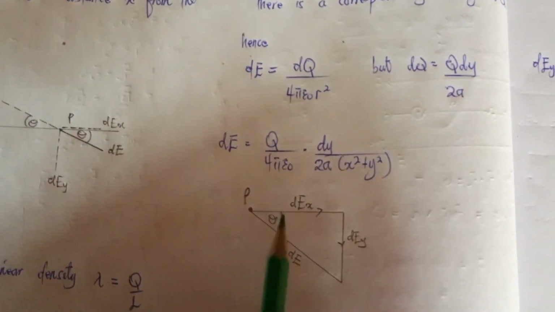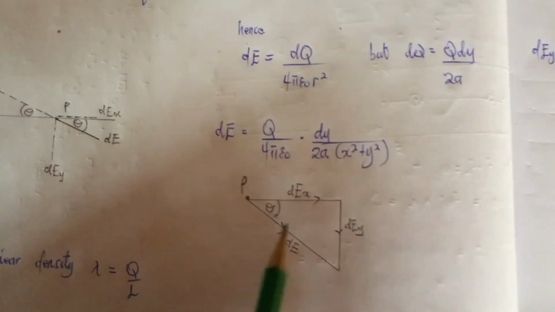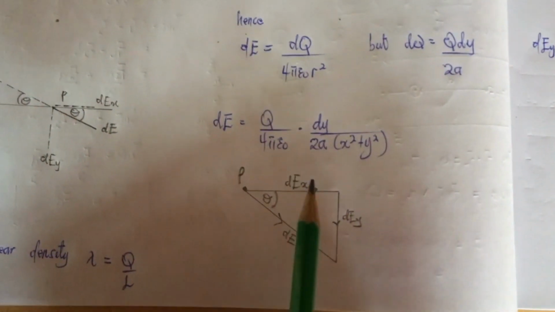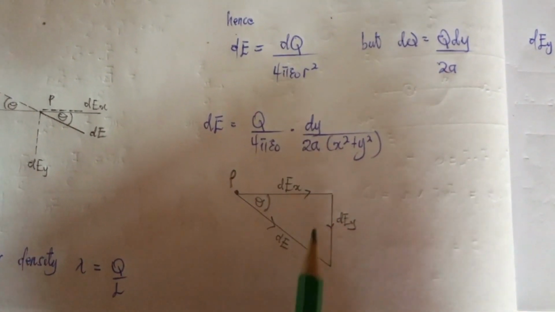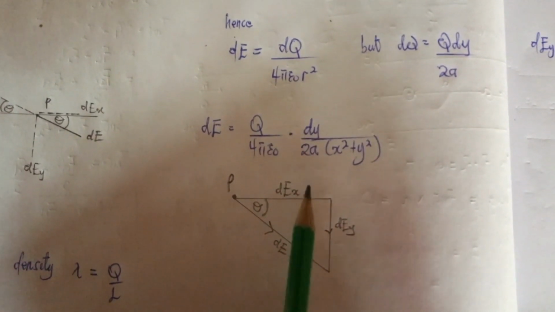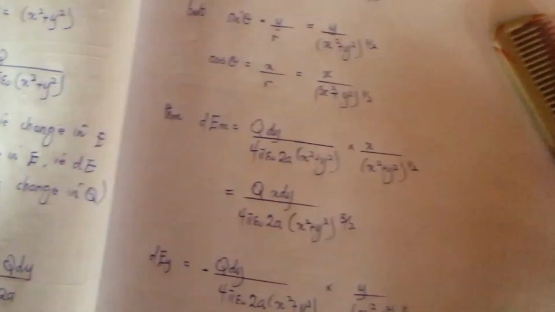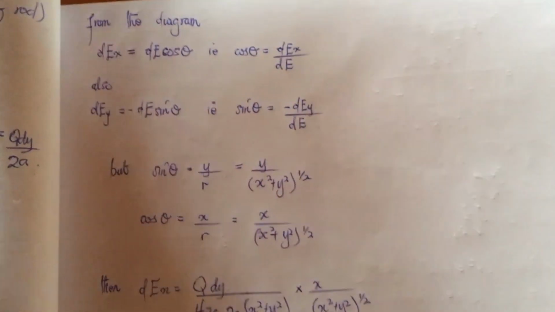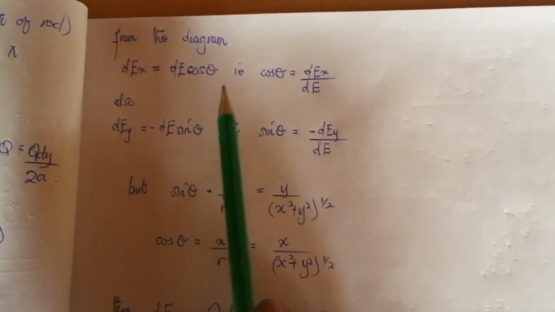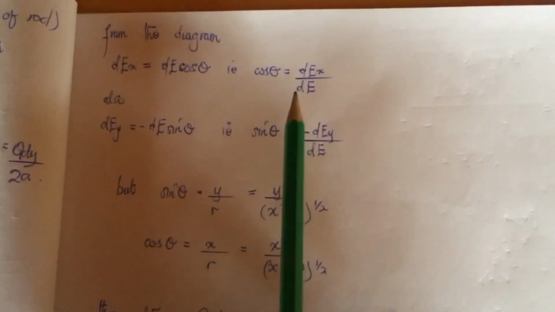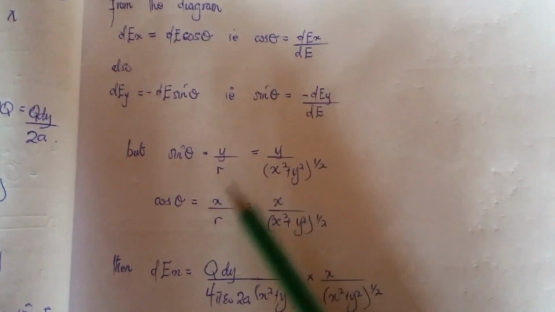Okay, so now how are we going to do it? We just have to use our trigonometry ratio. We are having our angle here, which is theta. Then if you want to find our x component, we are going to use cos. So cos theta is equal to the adjacent, which is dEx, all over our hypotenuse, which is dE. Okay, so from here, that's what I've written here. If you want to find our x component of the change in electric field, then it's going to be equal to dE cos theta, because cos theta is equal to dEx all over dE.